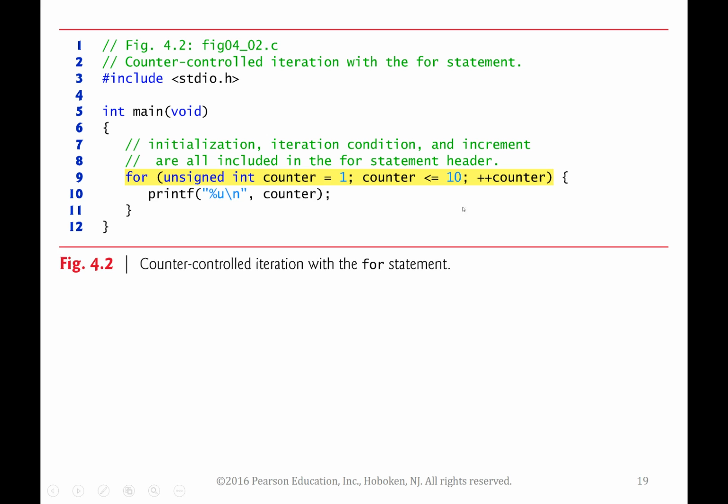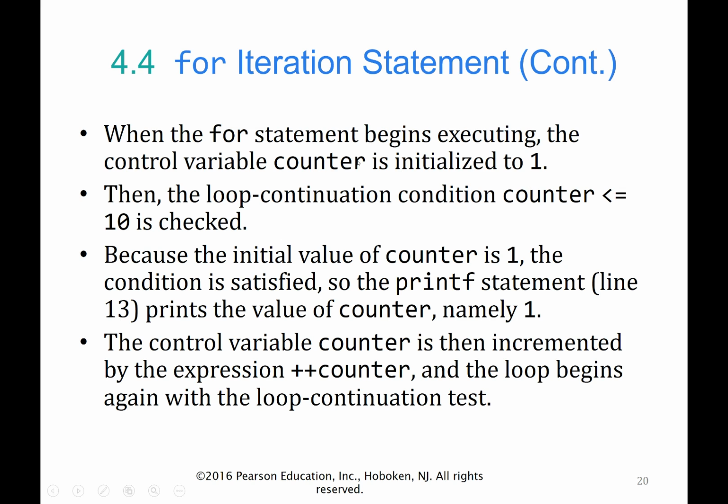So the flow again is, the first statement, the initialization statement, is only executed once. Then it does the compare, it executes the body of the loop, then it does the increment. So it begins by initializing, then the condition is satisfied, so it executes the body of the loop, then it increments, and it executes again. This slide goes through the steps.